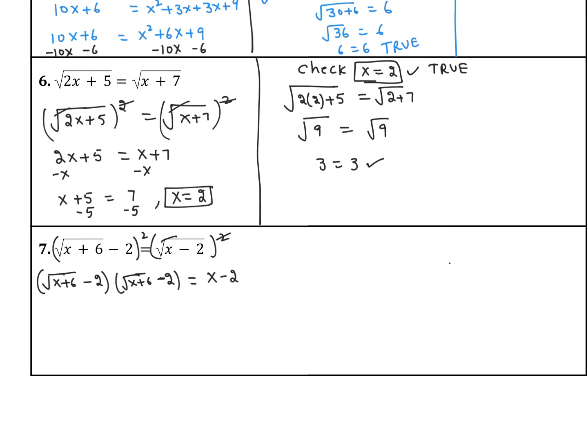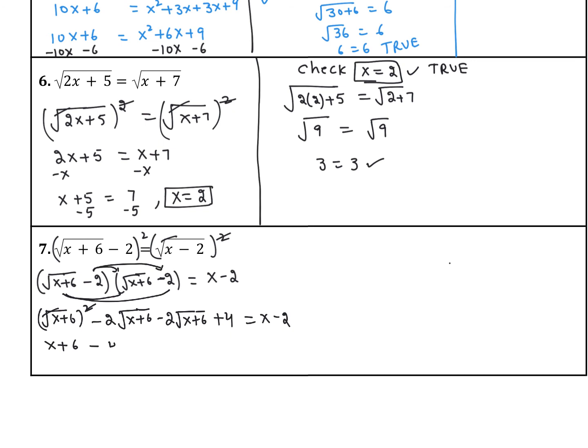You're going to do the FOIL here, so you're going to multiply this and this. So you got square root x plus 6 squared, and then you're going to multiply this with negative 2. So negative 2 times square root x plus 6, negative 2 times square root x plus 6, and negative 2 times negative 2 is positive 4. So this square root and square cancel. x plus 6 minus 4 square root x plus 6 plus 4 equals x minus 2.